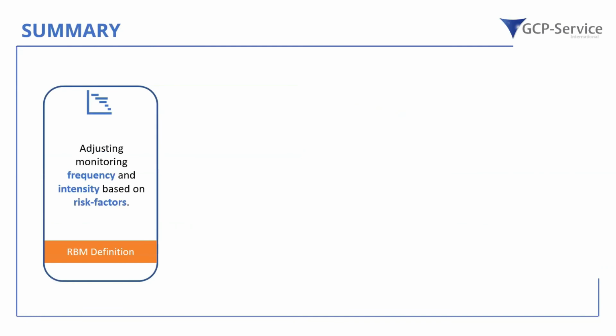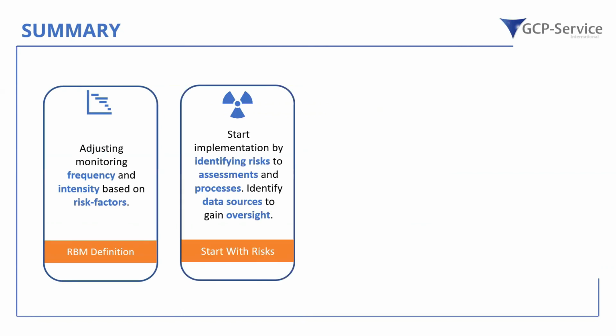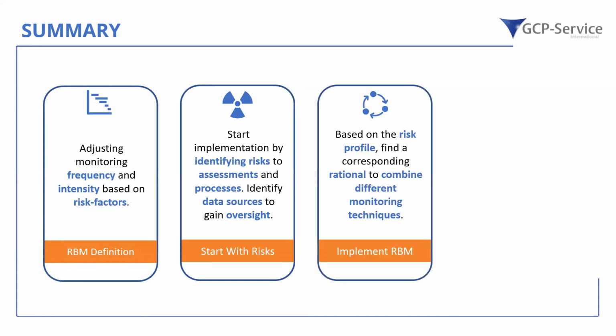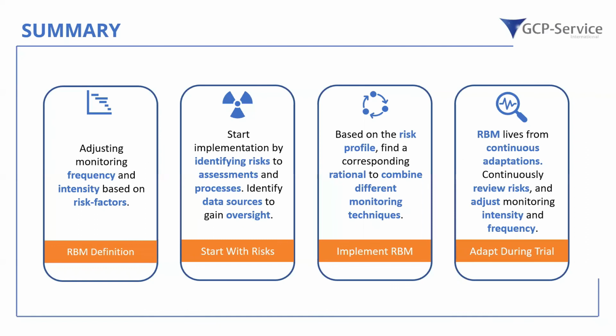So to wrap this up, we have once more the risk-based monitoring definition. So we have an adjustment of monitoring frequency and intensity based on risk factors we define. We start with the risks, so identifying risks in the processes, identifying risks in the data that is collected, identifying risks in the assessments that are performed, and then identifying also data sources to gain oversight over those risks. Then, based on these risk profiles, you implement risk-based monitoring by finding a good rationale to combine the different monitoring techniques that we talked about today.